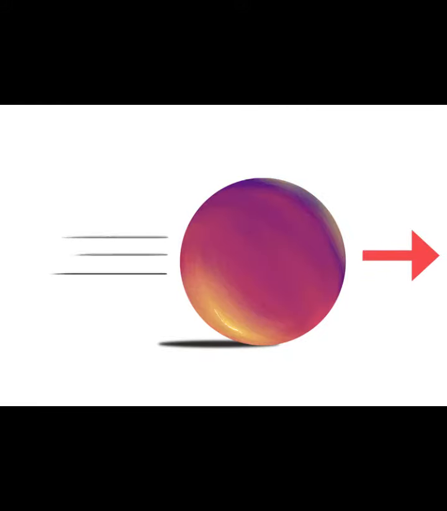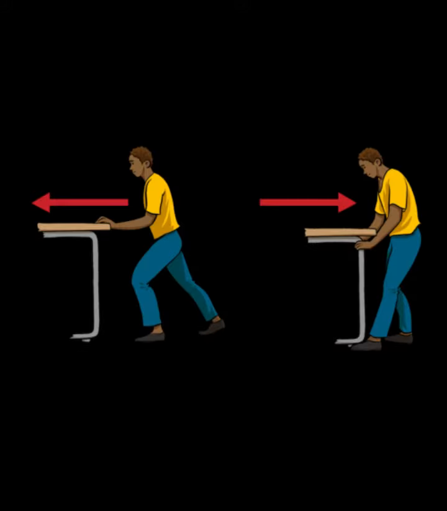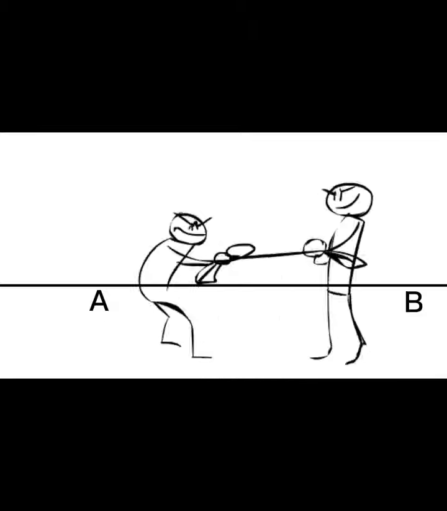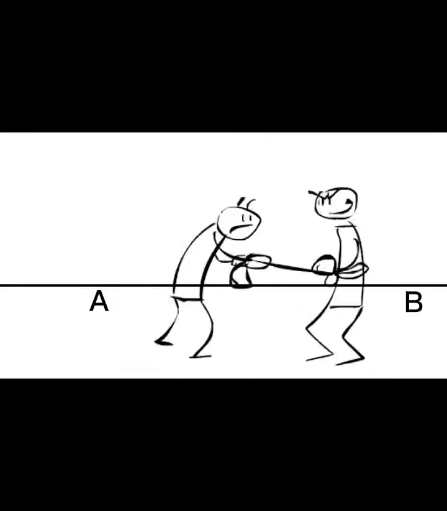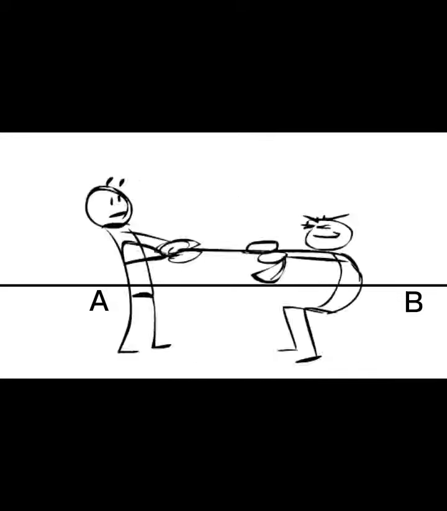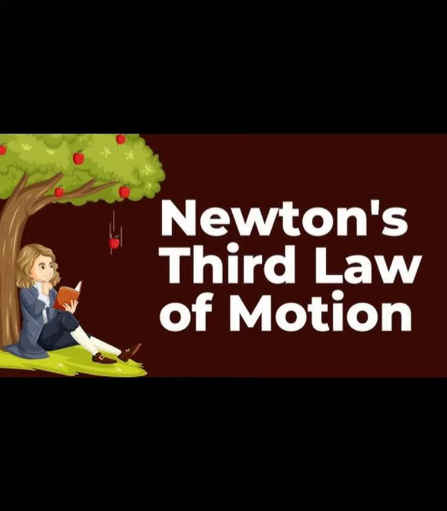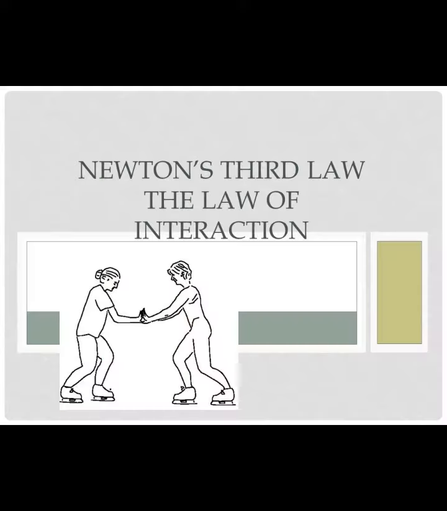Aside from the law of inertia and law of acceleration, there is also what we call the law of interaction, which states that when body A exerts a force on body B, B will exert an equal but oppositely directed force on body A. In other words, to every action, there is an equal but opposite reaction force. Thus, the third law is sometimes called the law of interaction.